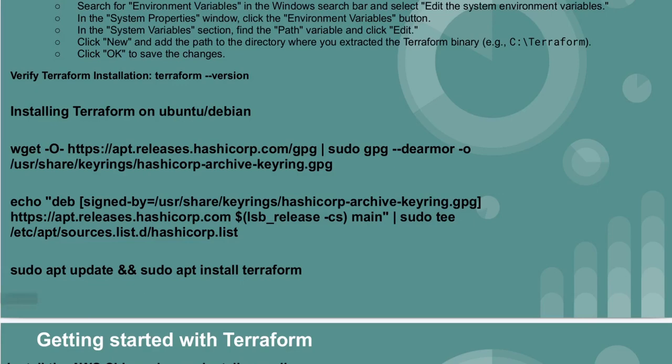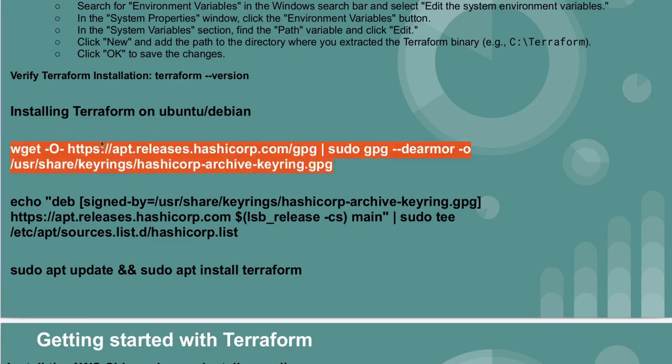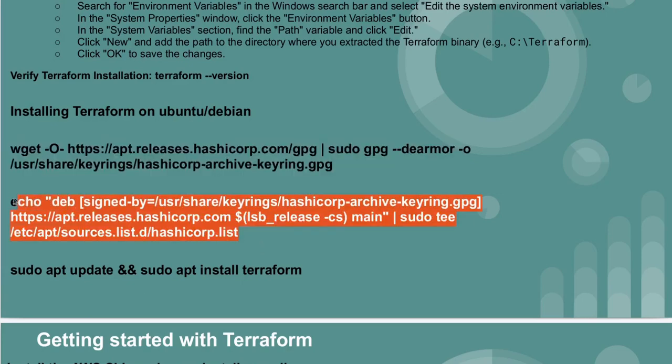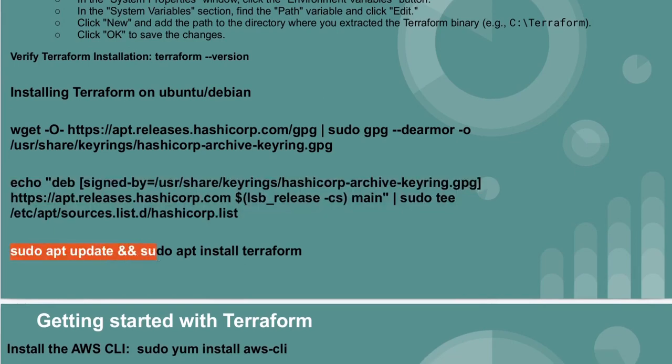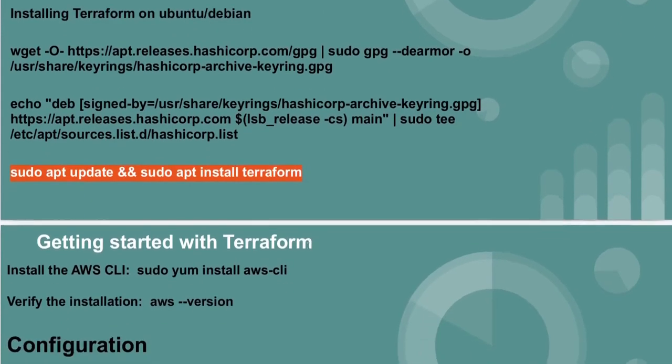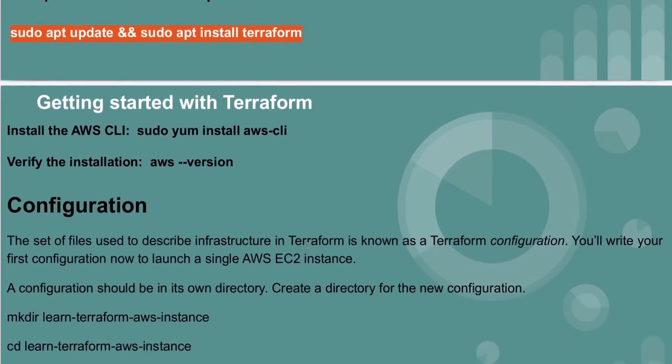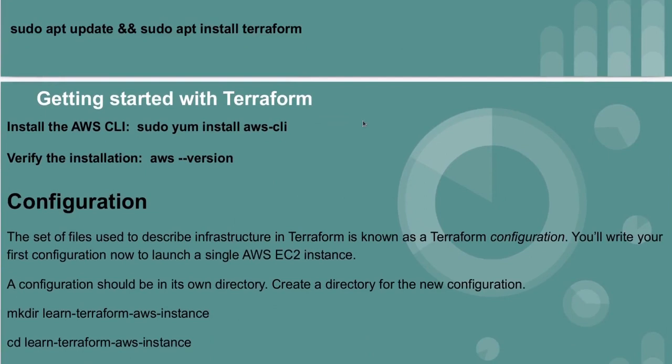So let's go back to the document. I have written the same thing here, the same commands. Then we have to run sudo apt update and sudo apt install terraform. Then, after installing Terraform, what do we have to do?